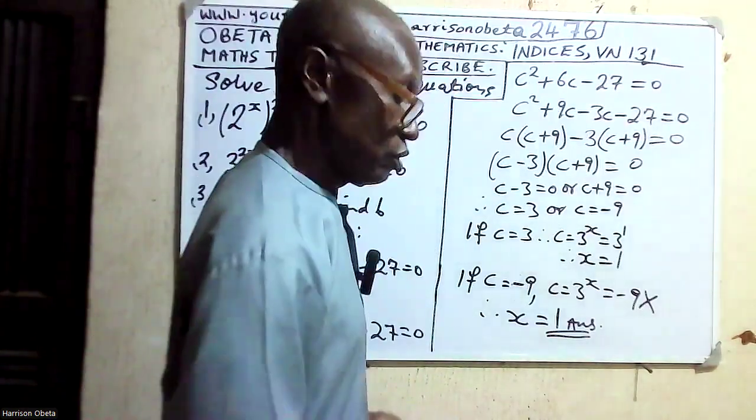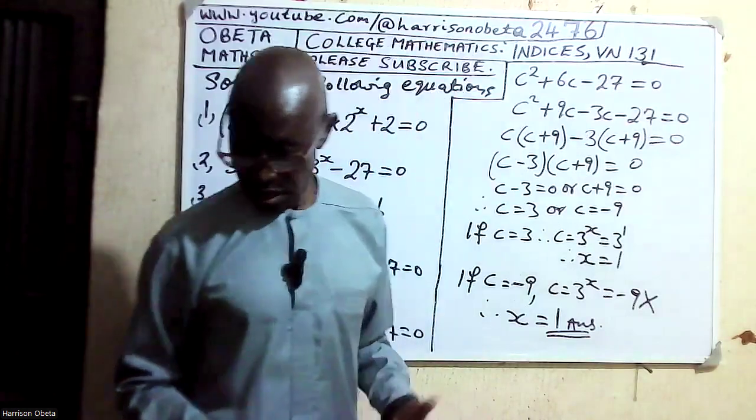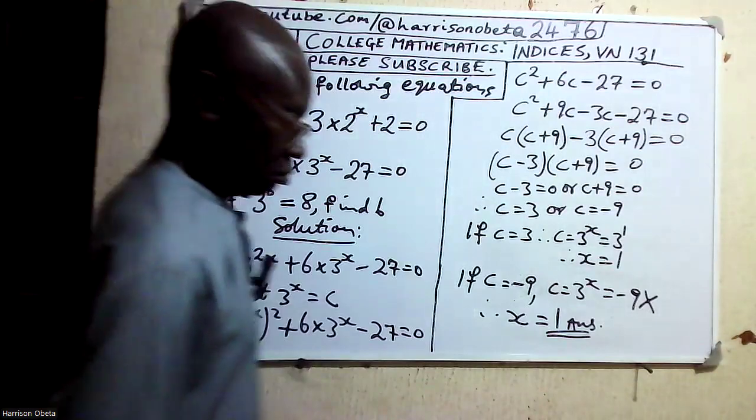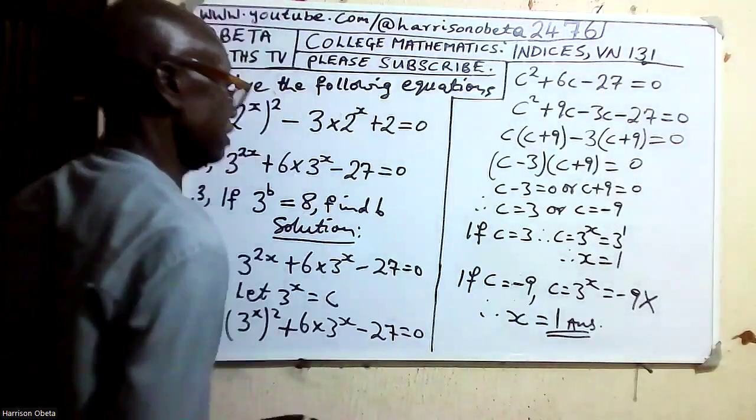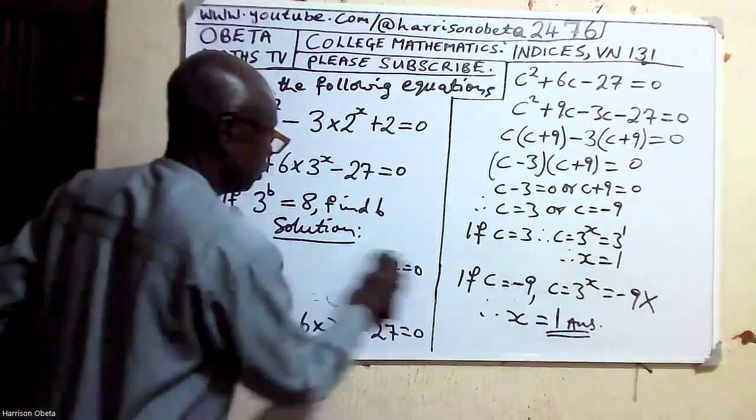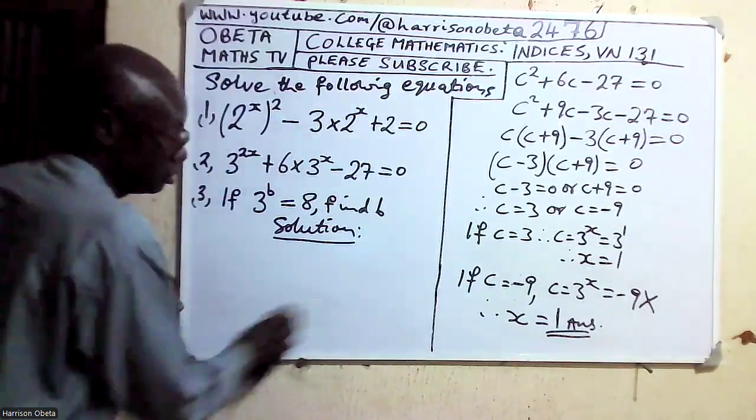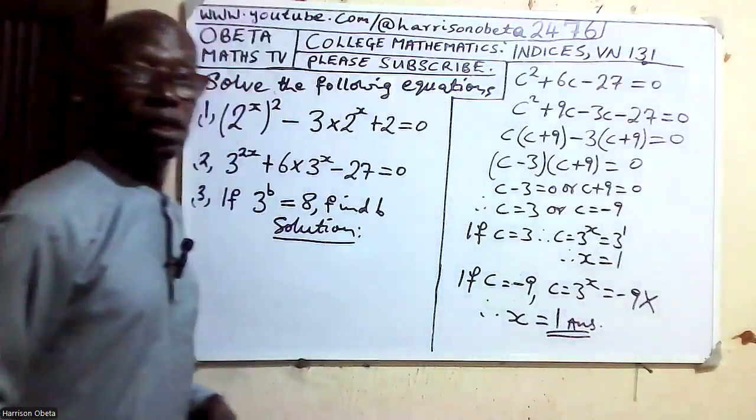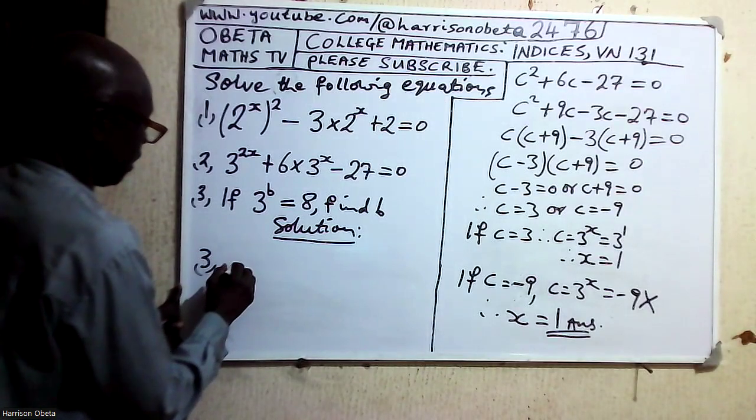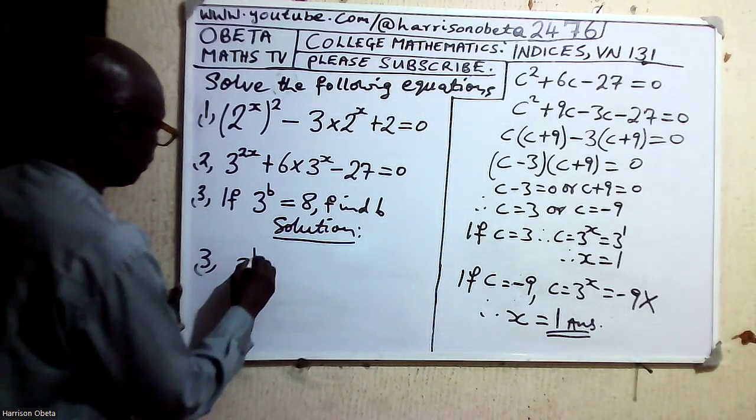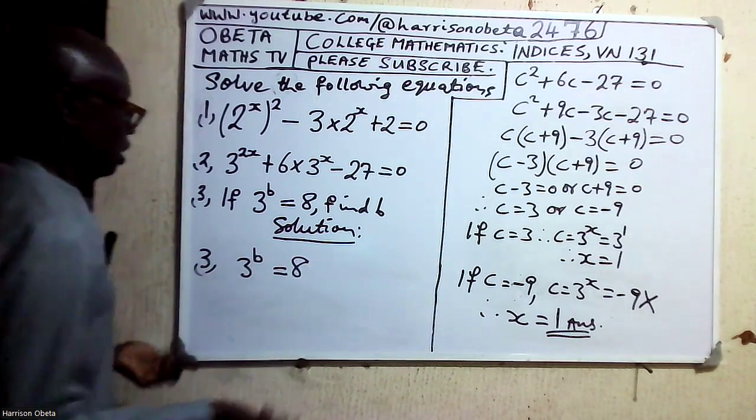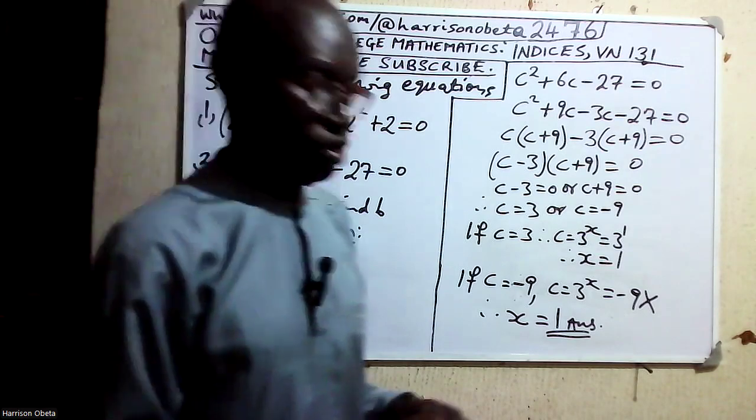And then we go over quickly to question number 3. Again, you see how we started, and then finally we arrive at the answer. So the third question, we have 3 raised by b is equal to 8, and we are looking for the value of b.